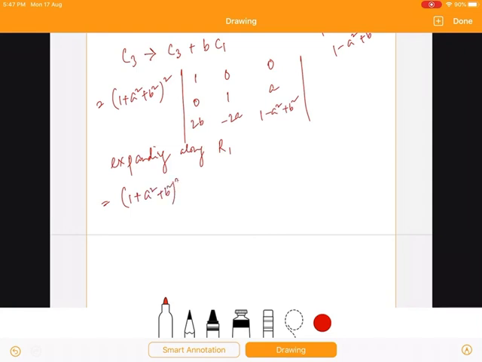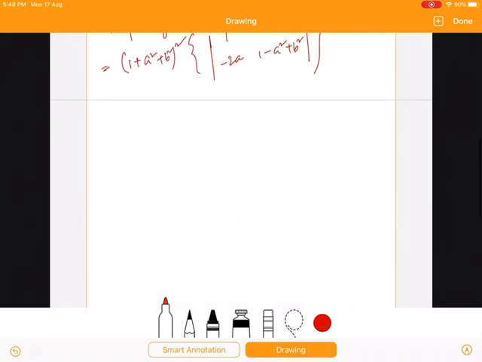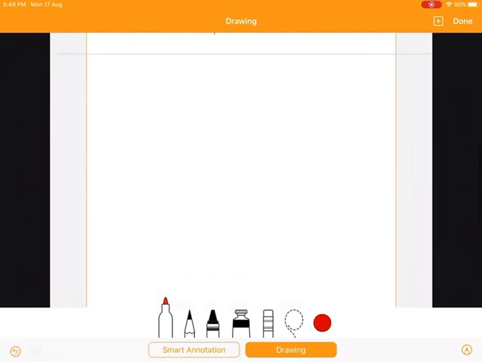So we get 1 plus a square plus b square whole square. And then if I expand, what do we get? This one goes, so it's just 1. So it will be 1, a, minus 2a, 1 minus a square plus b square. Okay? So let's see what you get.